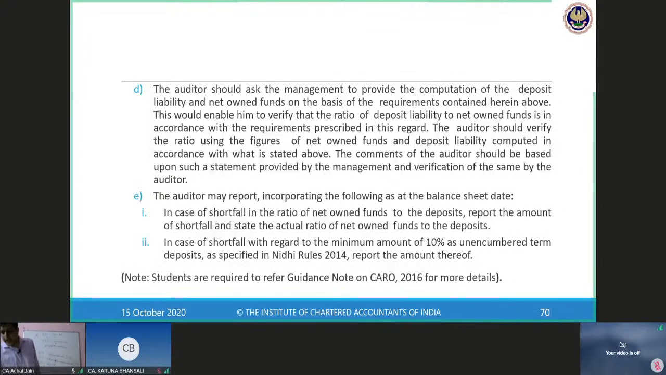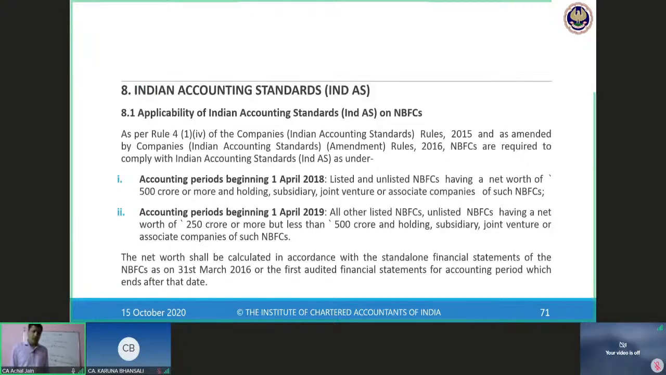And in case any of these things are not found in order, then what will the auditor do? The auditor will have to just report about that matter in this clause under CARO. Okay? Now moving on to the next part, and that is about applicability of the accounting standards.